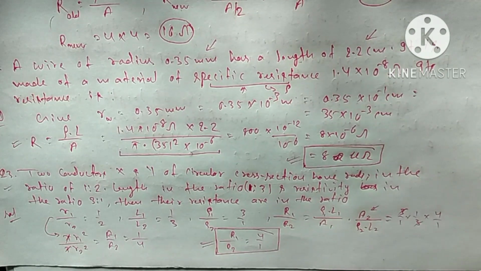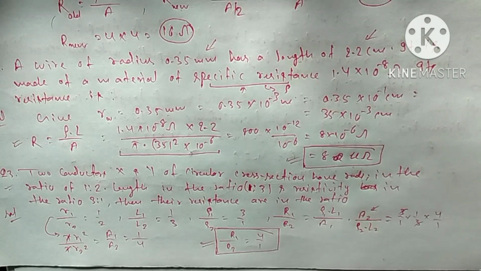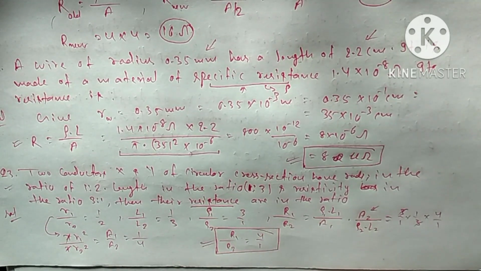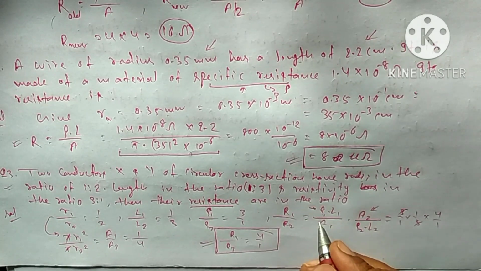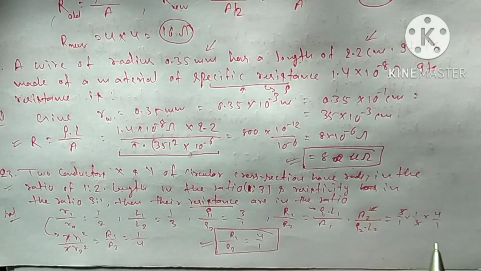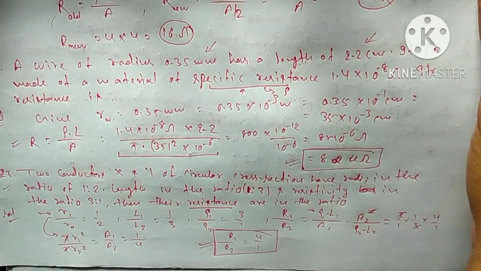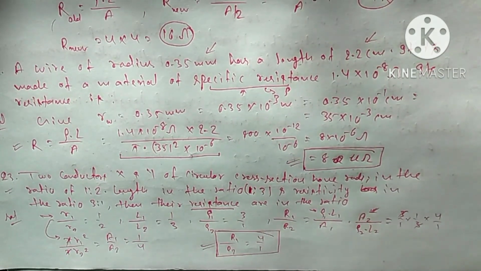So I hope this question is clear. The concept in this question is that all the data are given and you only use the formula of resistance, but by using this formula we need the area. The data like rho 1 by rho 2 and L1 by L2 are given, but A1 by A2 is not mentioned, so we find A1 by A2 with the help of R1 by R2. I hope these questions are very helpful for you. Let's move on to the next question.